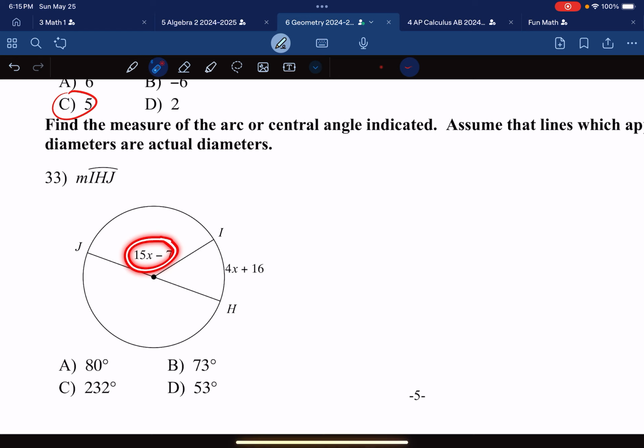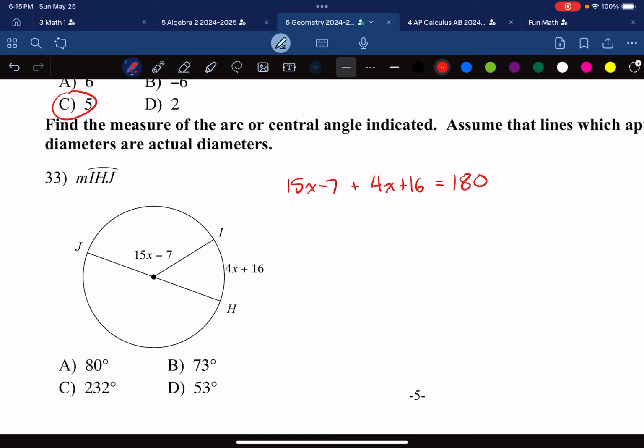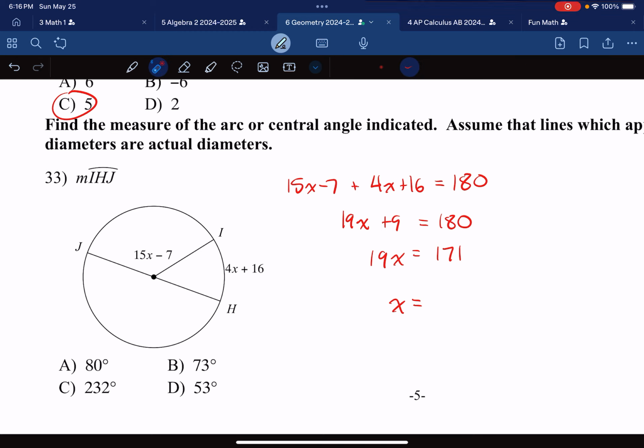I'm going to set up an equation. These two, again, I'm using the fact that the diameter adds up to 180 degrees. These two add up to 180 degrees. Let's say that in math. 15x minus 7, our angle right here, plus this other angle, so plus my 4x plus 16 should add up to 180 degrees. Combining like terms, I have 19x plus 9 equal to 180. From there, let's subtract 9, so that's going to be 171 equal to 19x. And then finally, we're going to divide by 19. X is going to be equal to, I know that the last number is a 1, so 9 times 9 is 81. So I'm going to guess a 9, but I need to check my work.